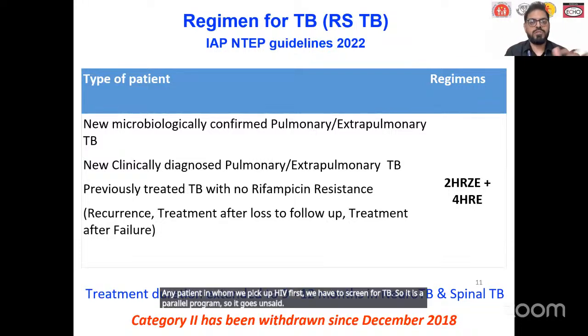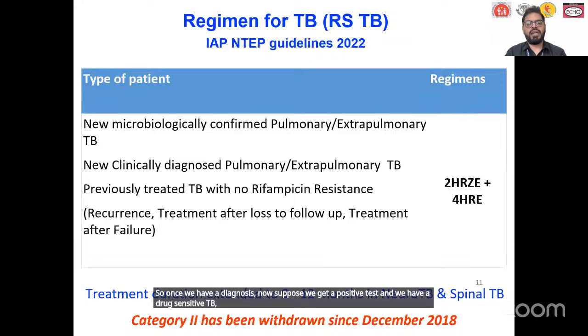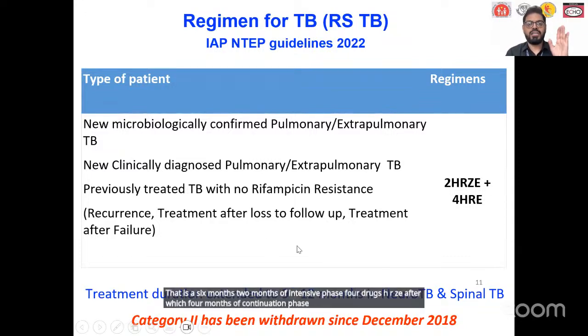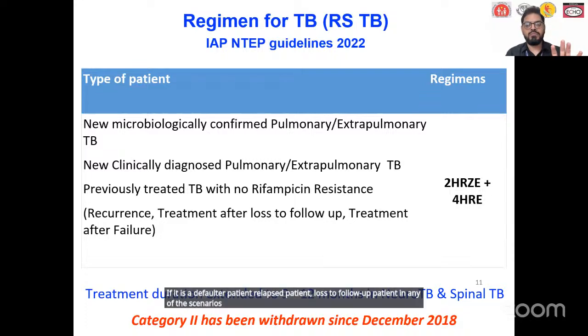Once we have a diagnosis, suppose we get a positive test and we have a drug sensitive TB. As per the recent guidelines, there is only one uniform therapy for drug sensitive TB, that is a 6 months therapy: 2 months of intensive phase with 4 drugs, HRZE, after which 4 months of continuation phase with 3 drugs, that is HRE, that is ethambutol. Whatever may be the tuberculosis, whether pulmonary or extrapulmonary, microbiologically or clinically diagnosed, whether it is a defaulter, relapsed or lost to follow-up patient, in any of the scenarios, if it is drug sensitive TB, we would be treating with 6 months of regimen, 2 months of intensive phase and 4 months of continuation phase.